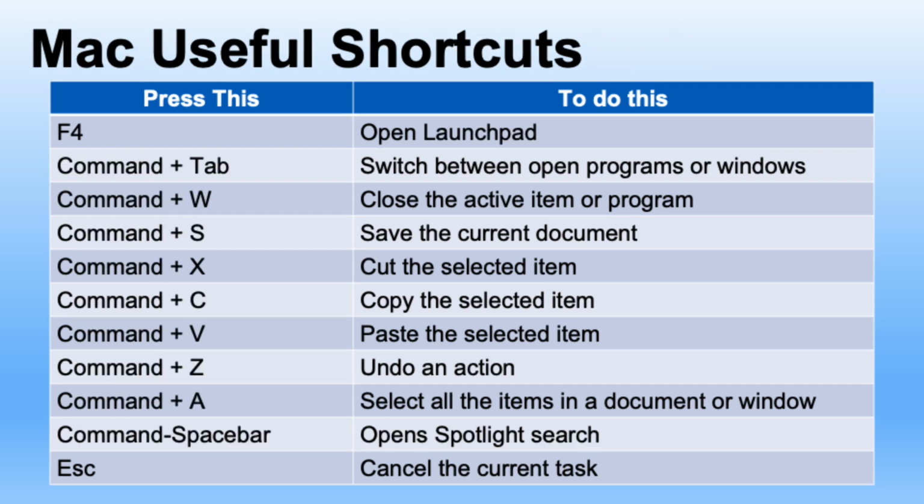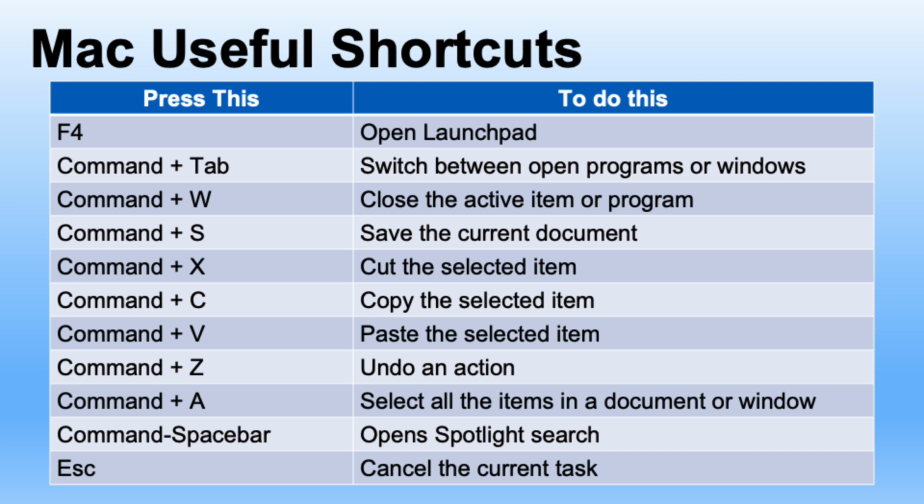These are some really useful Mac shortcut keys. F4 will open the Launchpad where you can choose and see your programs on your system. Command plus Tab will switch between open programs or windows. Command plus W will close the active item or program. Command plus S saves the current document.